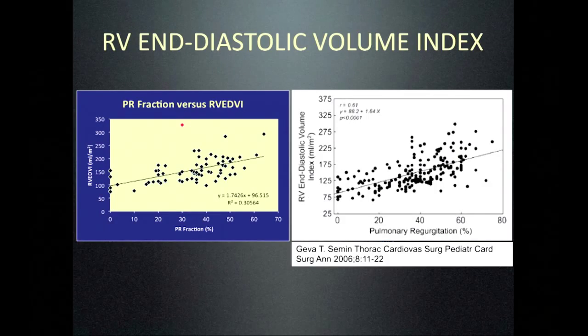Okay, so this is the pulmonary regurgitant fraction and the right ventricular end-diastolic volume index. As expected, if you have a higher pulmonary regurgitant fraction, you have a higher end-diastolic volume. However, you should be careful in looking at this correlation. R-square is only 0.3, and in the Boston study, their R-square is 0.6. However, this scatter is too wide to say that they are really closely related. So they are related, but there are many, many other factors that make this relationship differ from what is expected.